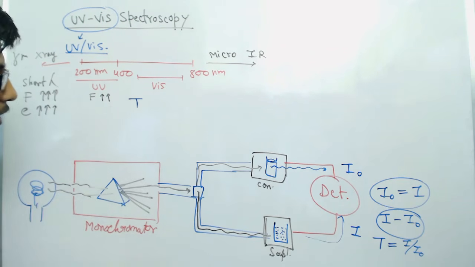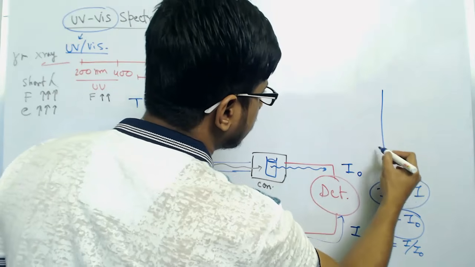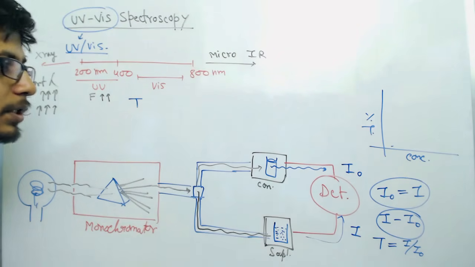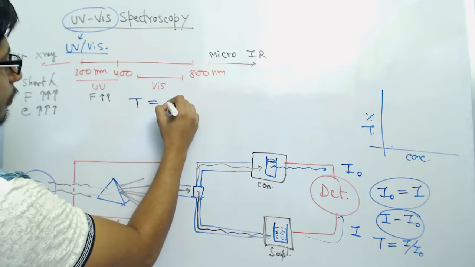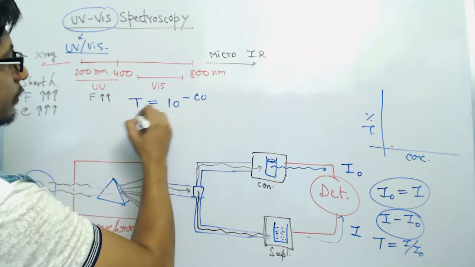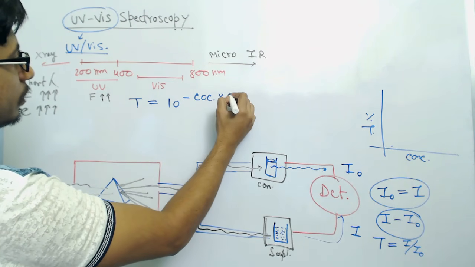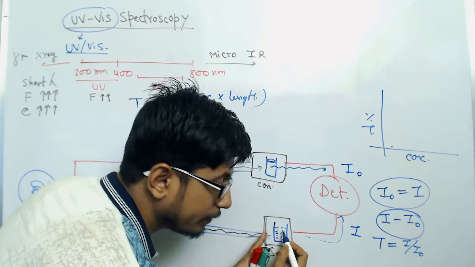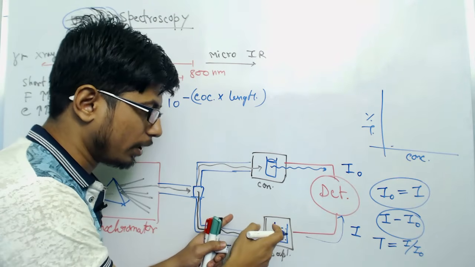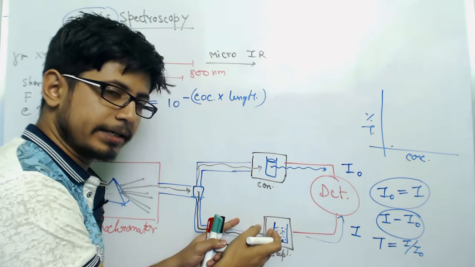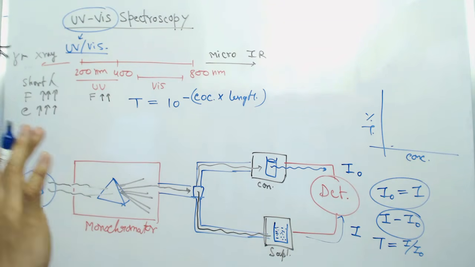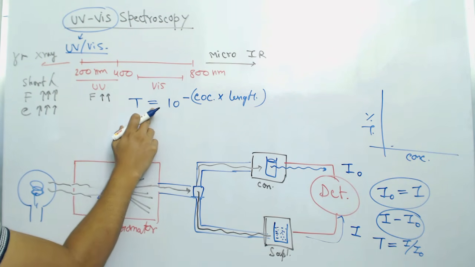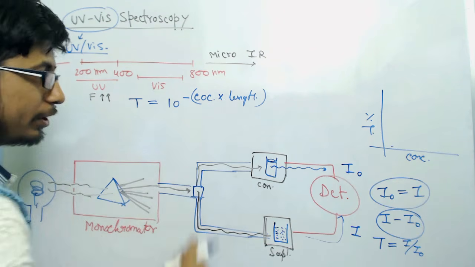So simply what we can do from here, we can draw a graph of the percent transmittance and also the concentration of the solution of the molecule. So transmittance will be almost the value of 10 to the power minus concentration into the length of the cuvette, that is, the length of the cuvette also dictates how many molecules are present in that cuvette. So according to Beer and Lambert, T or transmittance can be measured in the form of 10 to the power minus concentration into the length.